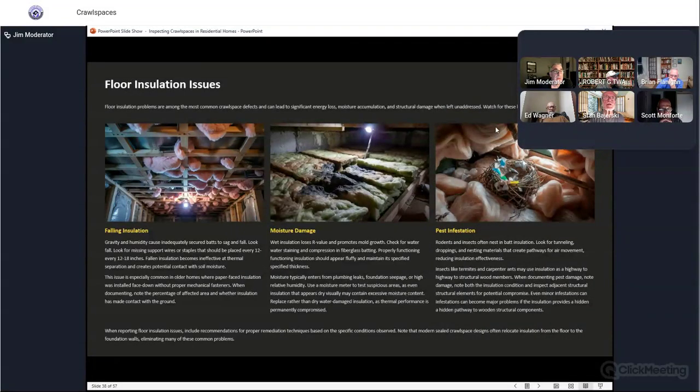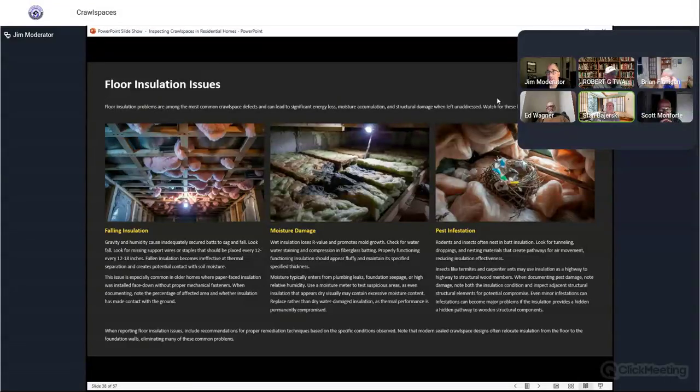And then floor joist insulation, right? Is it visible? Is it being held in properly? When it gets damp, it'll start to fall out. You see it all on the ground, or if you have rodents, you call it out when it's in disarray or missing. Again, moisture damage is also a reason why the insulation falls, and then pest infestation.